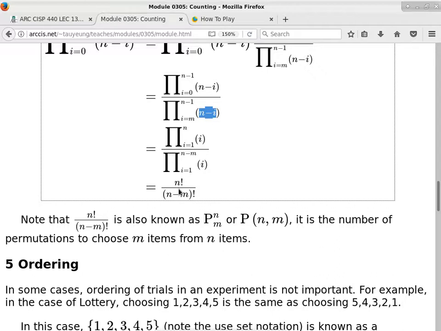So are we doing okay so far with this derivation? Is everybody feeling relatively comfortable with this derivation here? Okay, all right.